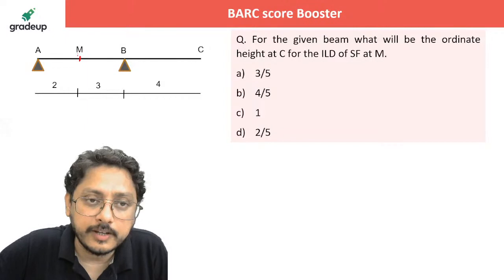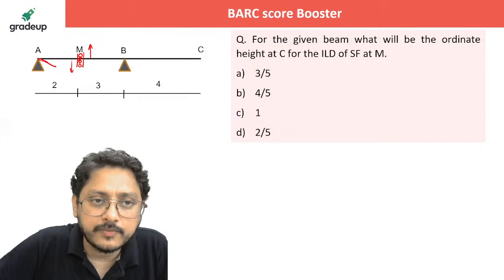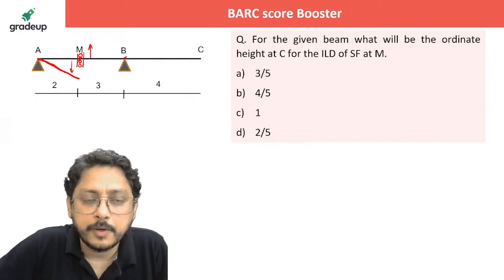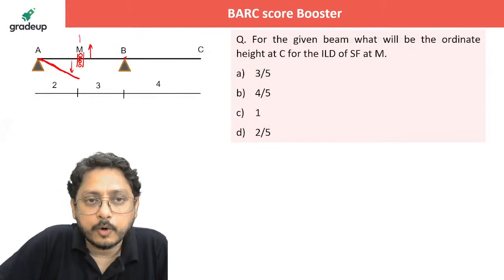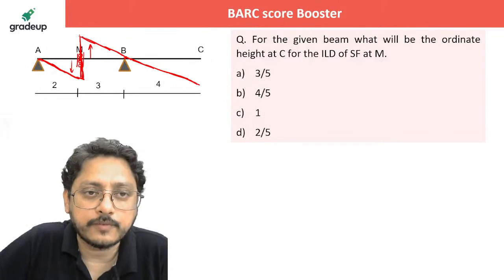So provide the shear release at M. And after providing that, bring it down, send it up. That's all. Bring it down, send it up. What will happen? What will be the deflected shape here? This is the deflected shape. This single portion of the beam will rotate about A, and the other portion of the beam, that is MBC, will rotate about B. And you will get the shape of the ILD for the shear force at M.